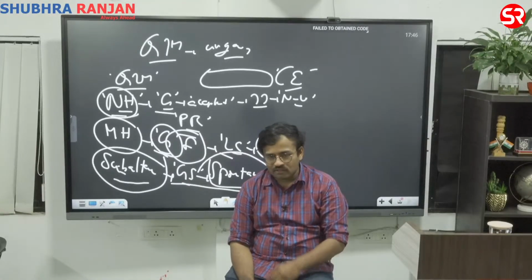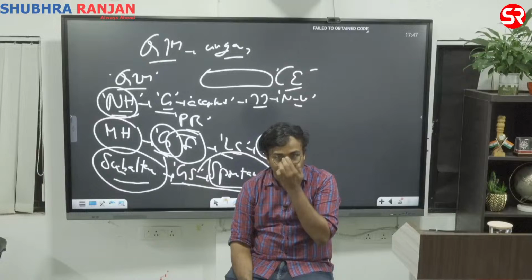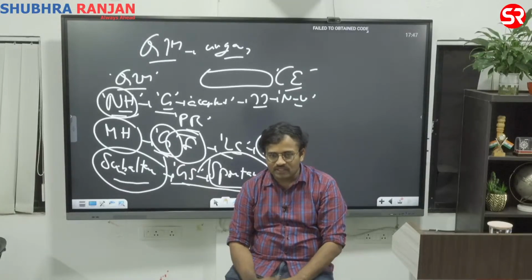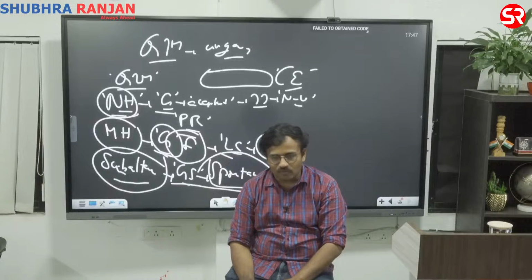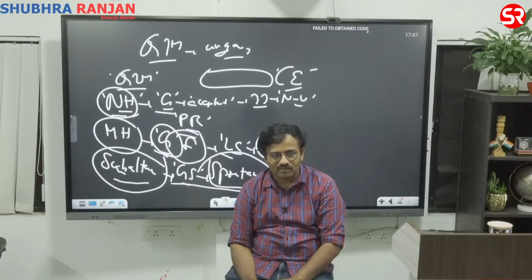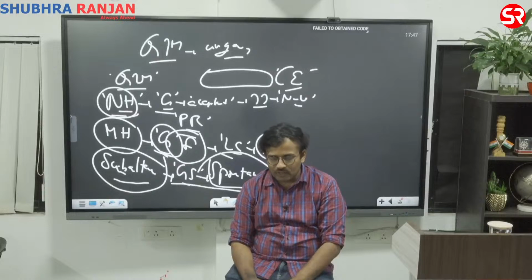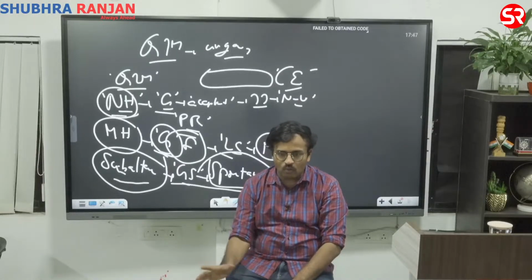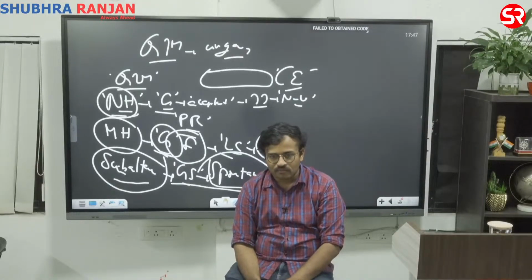Because I'll tell you one thing. The examiner who is correcting your paper would be somewhere around 50-60 years of age. Second thing, your paper will not be the first paper that he is correcting. Most probably he would have corrected some 30-40 papers before your paper. So naturally he will already know what he should expect from the answer.